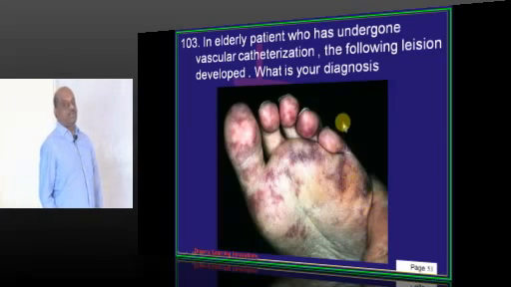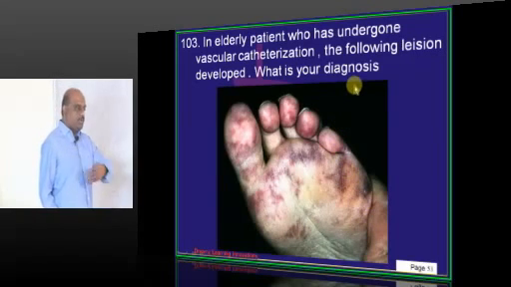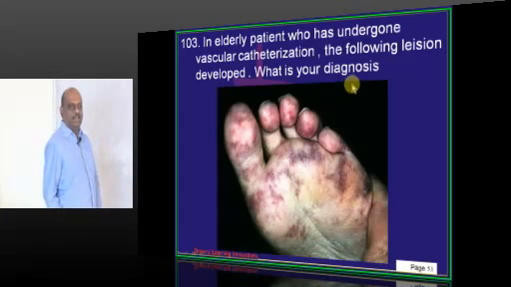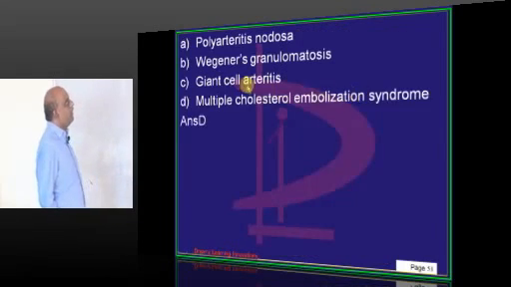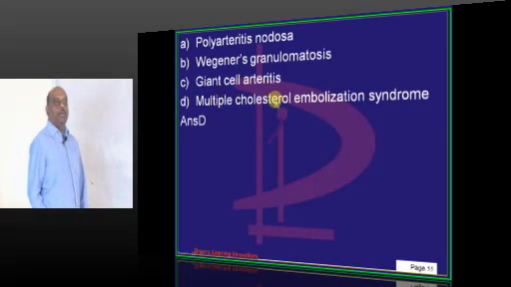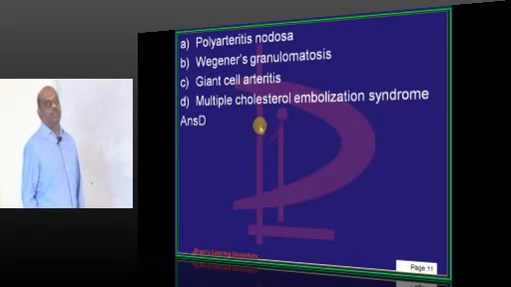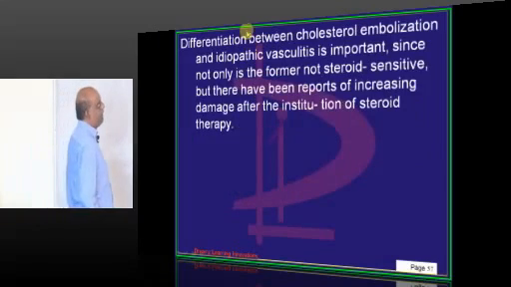Elderly people have atherosclerosis. When significant atherosclerosis is there, you are muddling with the vessels while doing catheterization. Cholesterol emboli can form. They can go and occlude, and that can lead to development of multiple cholesterol embolization syndrome, is what you have to basically remember.